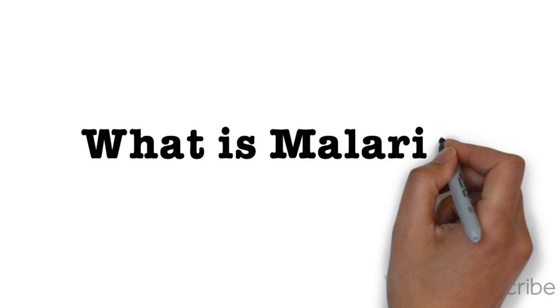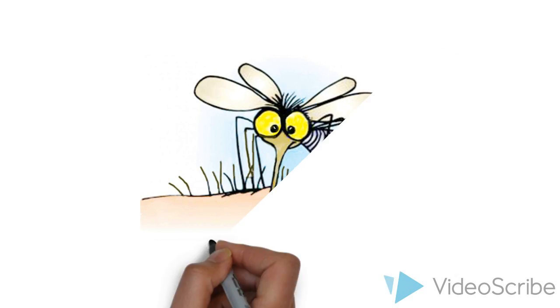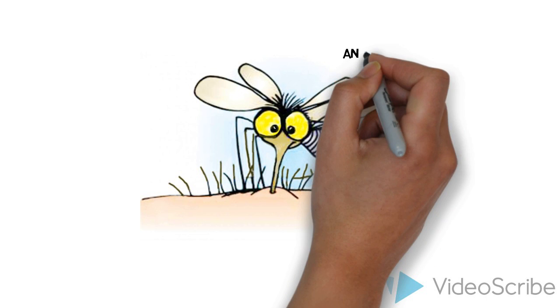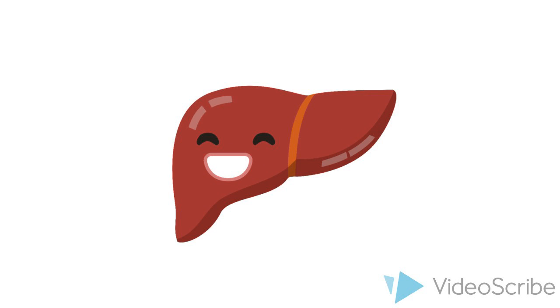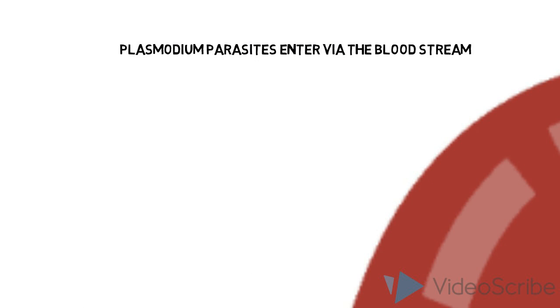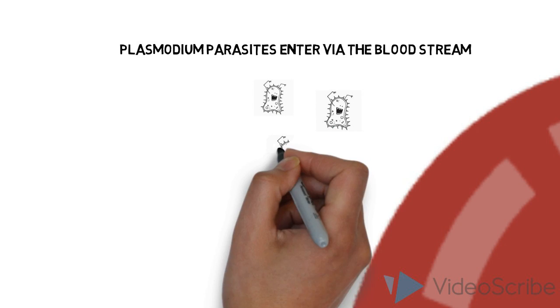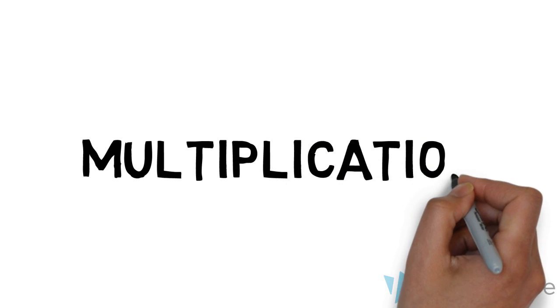What is malaria? Malaria is an infectious disease transmitted by Anopheles mosquitoes. The mosquitoes themselves are not parasitic, but rather, some of them carry Plasmodium parasites. Once bitten, these parasites enter the human bloodstream and attach themselves to the liver. After attaching to the liver, the parasites multiply before re-entering the bloodstream.